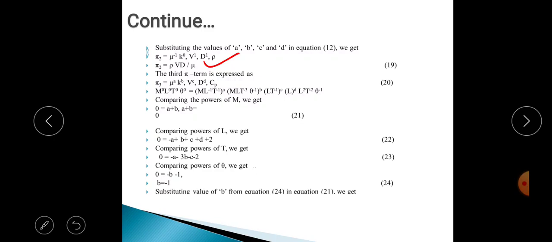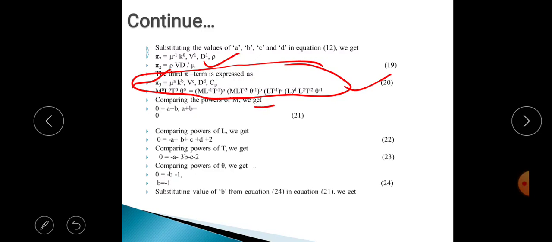Now for the third term, we can express pi 3 as mu raised to a, which is dynamic viscosity, k which is thermal conductivity to the power b, velocity to the power c, d characteristic length to the power d, and specific heat capacity, which is Cp. Then we again do the same thing. We write down the dimension of each of the terms and then we compare the powers. On comparison of the power of m, we get 0 equals a plus b, so a plus b equals 0.